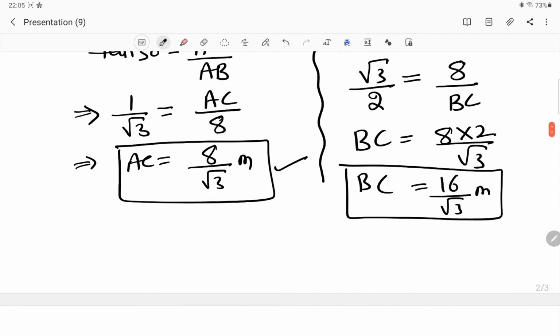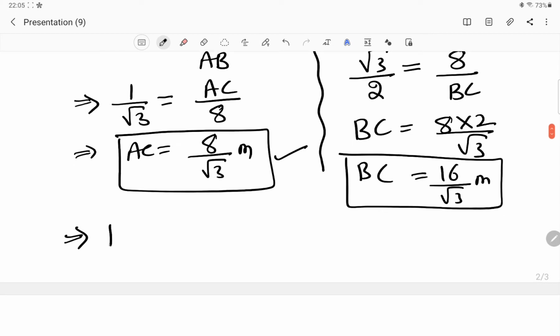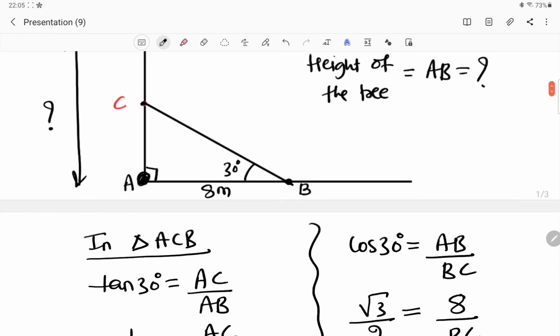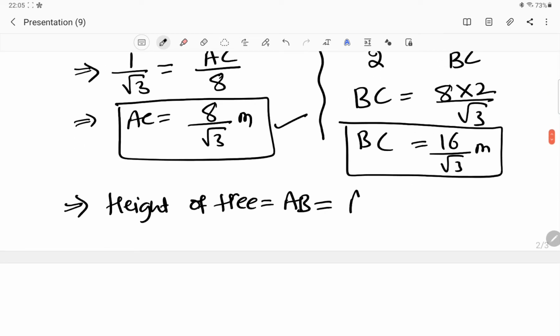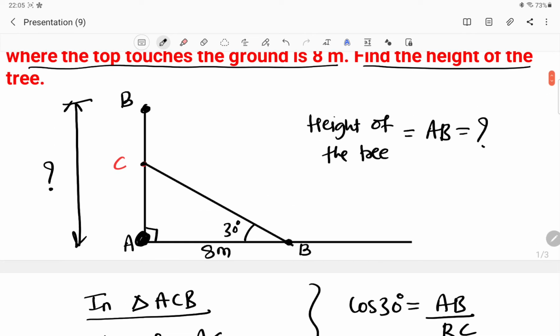So this is BC. The value of BC is known to you. So now the height of the tree. The height of the tree is nothing but AB. Correct? The height of the tree is going to be AB, that is from point A to B. So AB is a combination of AC plus CB. Whatever this AC is, along with that we have to take this CB also, AC plus CB. This CB means BC only.